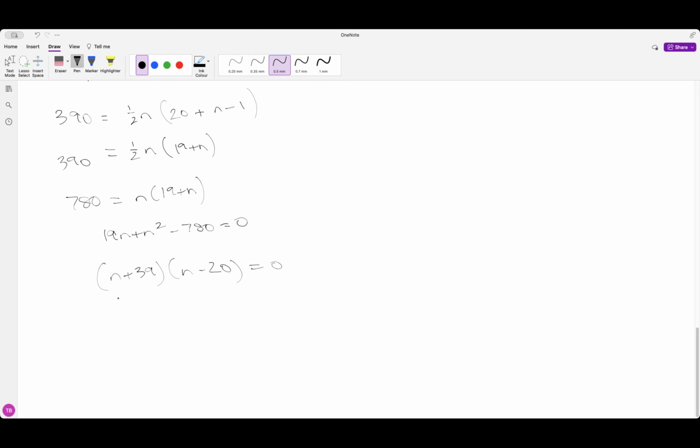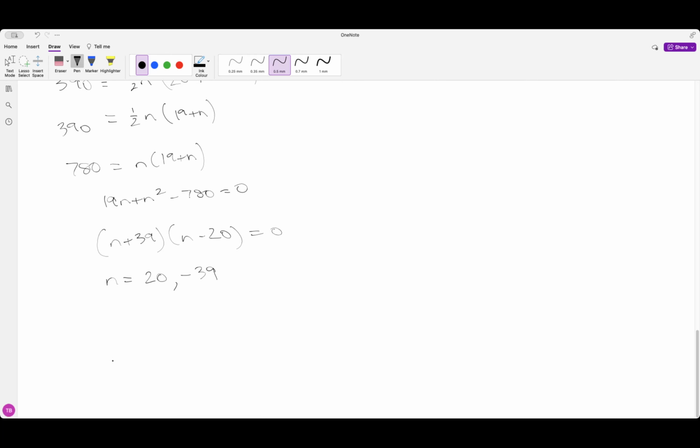Now, using the null factor law, which you should know from factorizing as well from year 11, I have 20 and minus 39. Now, obviously we're talking about the number of rows of logs. So one of these answers makes just a little bit more sense than the other one. But I can't just write this, because this still is a valid answer to my quadratic. All I need to say is because N is greater than 0. That's all I need to say.